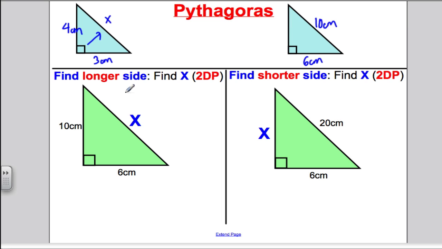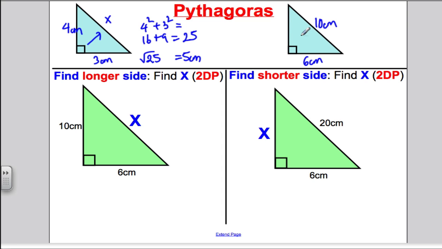Let's call that x, say. If you're trying to find the longer side, you square the numbers, okay? You add them, okay? And you would do 4 squared, 16, plus 9, and you get 25, and then you square root them. So the square root of 25 is equal to 5 centimeters. Okay, you might find that easier.